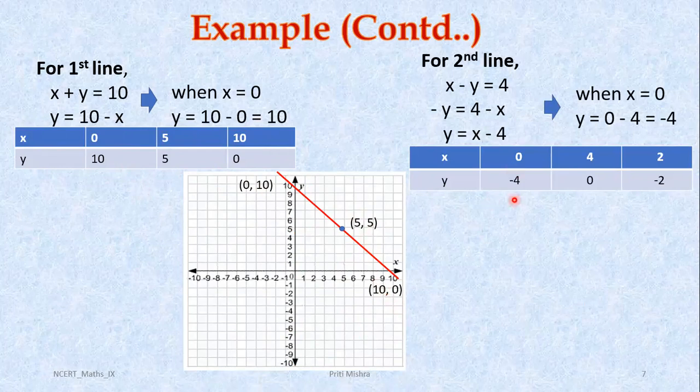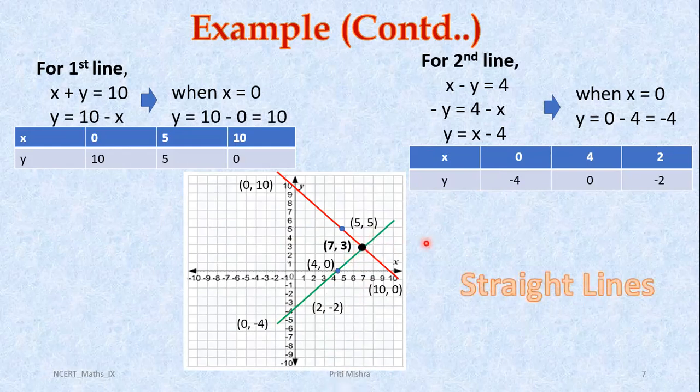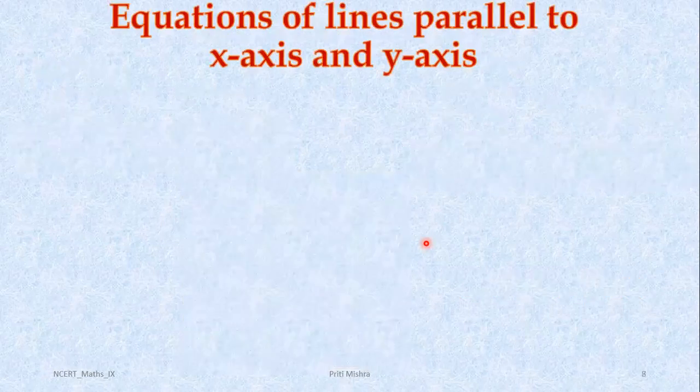Now for the second line we will plot 0, minus 4, then 4, 0 and 2, minus 2. After joining these 3 points, you can see again we have a straight line, and easily you can find out their point of intersection. Here it is showing that it is intersecting at 7 and 3. So the point of intersection is 7, 3. So what you got here is that for any kind of linear equation in two variables, you will have straight lines and infinitely many solutions.